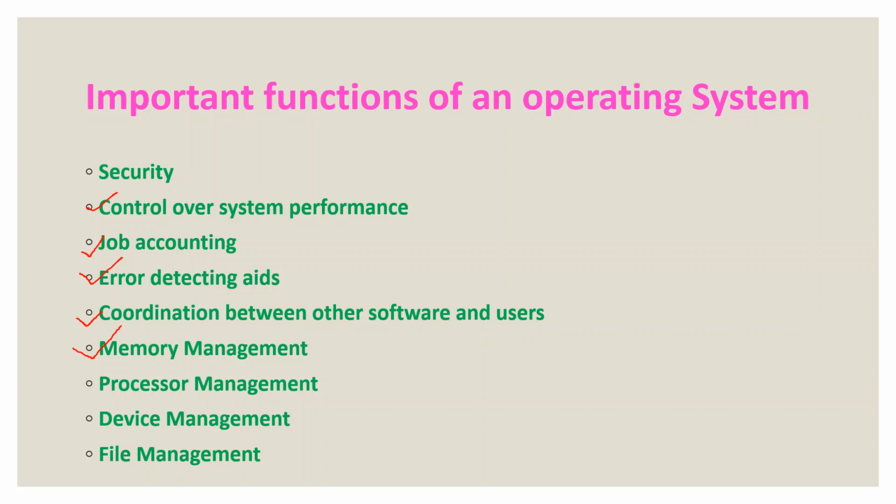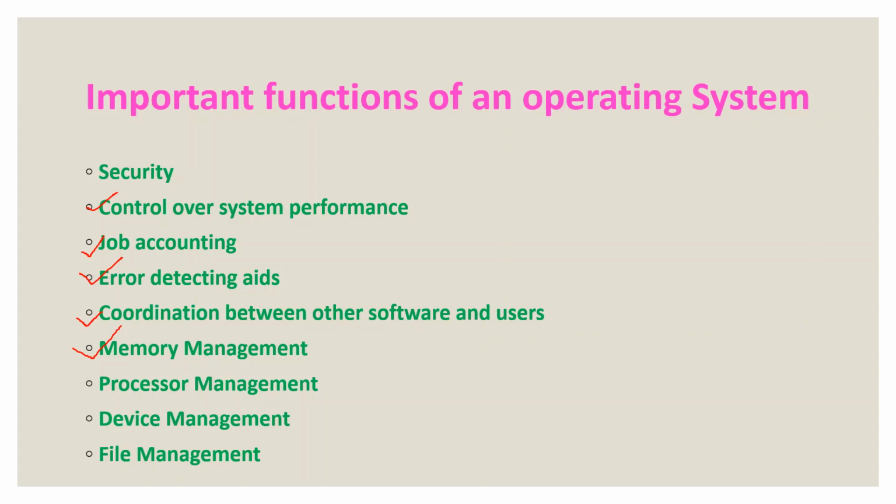It tracks the memory addresses that have already been allocated and the memory addresses that have not been used. In multiprogramming, the operating system decides the order in which the processes are granted access to memory and for how long. It allocates the memory to a process when the process requests it and deallocates the memory when the process is terminated or is performing an input-output operation. We will study these operations in detail in coming videos.